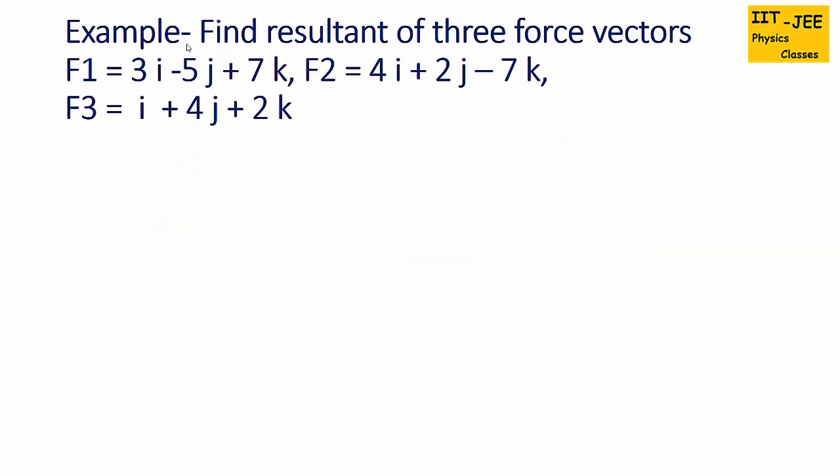Let's take an example. Suppose you are given 3 force vectors and you have to find the resultant force vector. It is also called the net force. You can say resultant force vector or net force, both are the same thing. So the resultant force vector or the net force vector equals vector f1 plus vector f2 plus vector f3. You have to add up all 3 force vectors to find the resultant force or the net force. The rule is that you can add only i components together, or j components together, or k components together. You cannot add i components to j components or j components to k components.